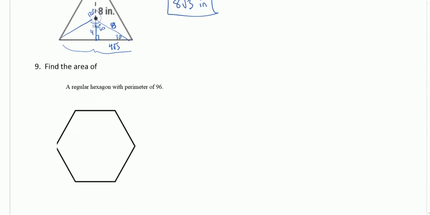Finding the area of a regular hexagon with a perimeter of 96. If the perimeter is 96, then the side length is going to be 96 divided by 6, because it's a regular hexagon. Each side length is the same, and there are 6 sides, and so we end up with each side being 16.